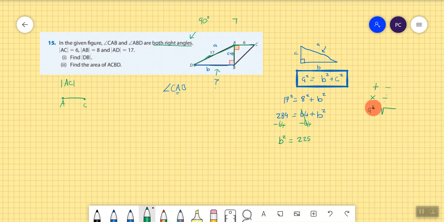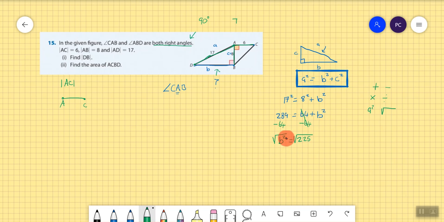If I have something to the power, the opposite of that is the square root. So in order for me to cancel out this power, I get the square root of it. And if I get the square root on this side, I have to do exactly the same on this side in order to keep both sides equal to each other. If I just square root this side and leave the other, it'll be unbalanced.